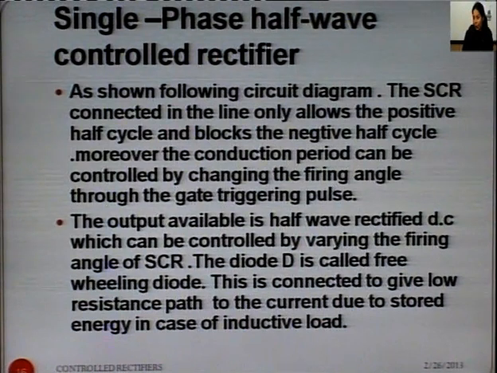So, when we connect this freewheeling diode in parallel with the load, first, it provides a low resistance path to the current, and this current flows due to the stored energy in the inductive load. Second, this freewheeling diode helps in the commutation of the SCR. That is why we use this freewheeling diode. We can call it a flywheeling diode or commutating diode, because it helps in turning the SCR off, from the conducting to the non-conducting state.